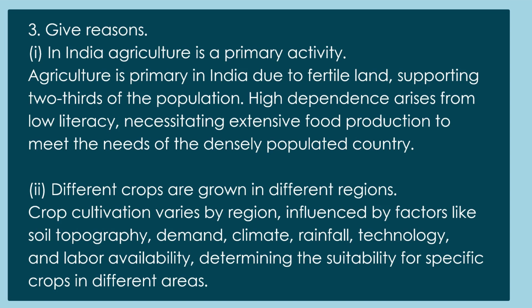Different crops are grown in different regions. The crop cultivation varies by region, influenced by factors like soil, topography, demand, climate, rainfall, technology, and labor availability, determining the suitability for specific crops in different areas.